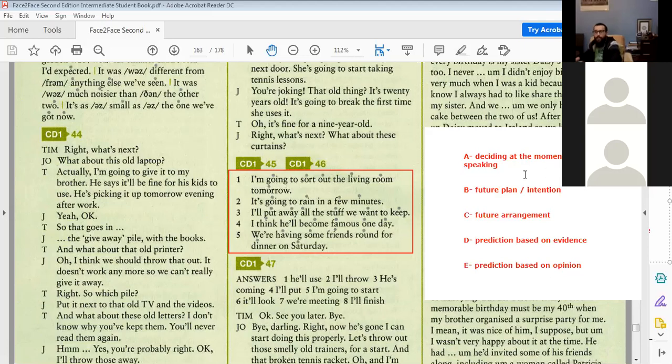You're right. When you decide something at the moment of speaking, it means it wasn't planned. It wasn't in your mind, it's not planned. We will use will. But what about a future plan? Let's say this is something you've already planned. I'm going to. Right. Be going to. So we use be, verb to be, going to. That's correct. What about future arrangements? What do we use for future arrangements? Present continuous. Right. We use the present continuous.